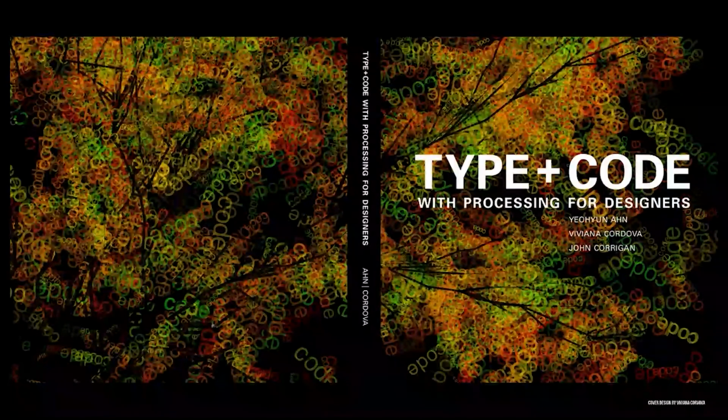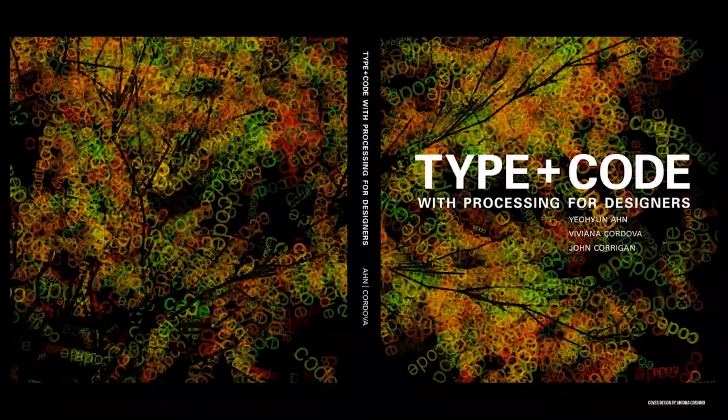It is TYPE+CODE: Processing for Designers. It is a tutorial book for artists and designers who have limited knowledge and experience in computer programming languages such as Processing. As my MFA thesis, I explored the aesthetic of experimental code-driven typography with Processing, and it was extended to a tutorial book with two collaborators, John Page Corrigan and Viviana Cordova. This book consists of the chapters Basic Typography, Intermediate Design, Pattern Design, and Calligraphy.